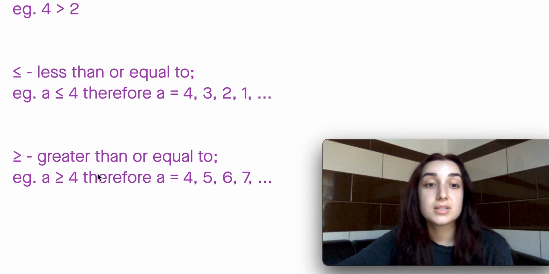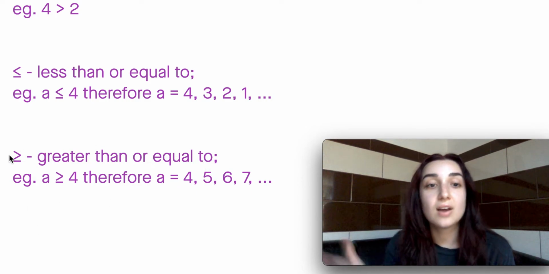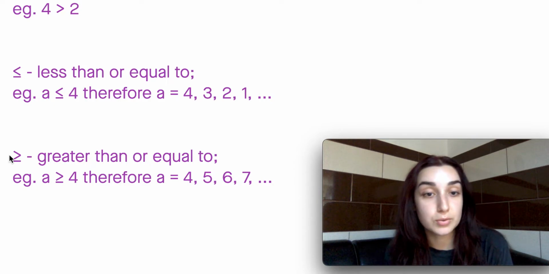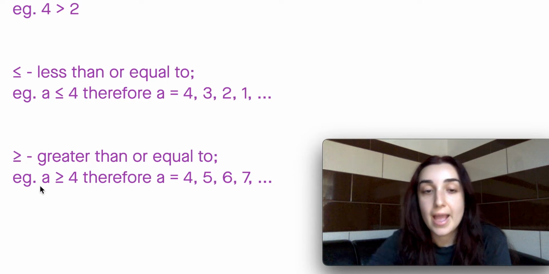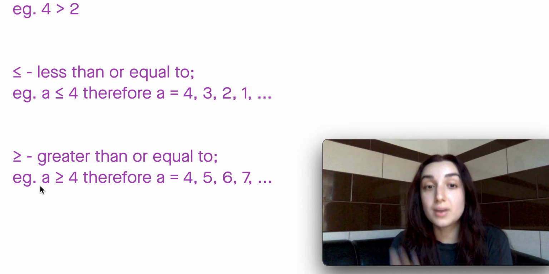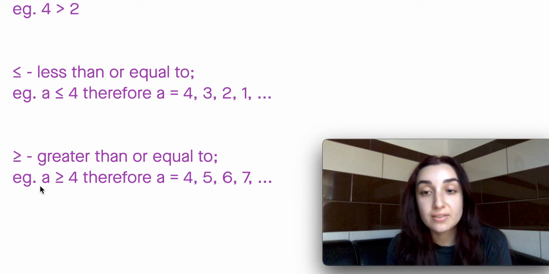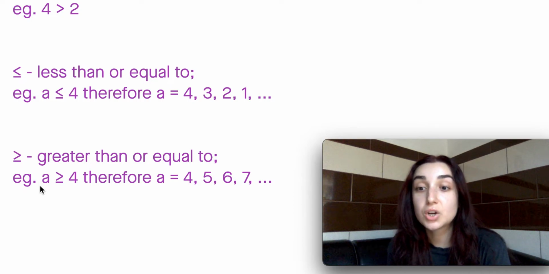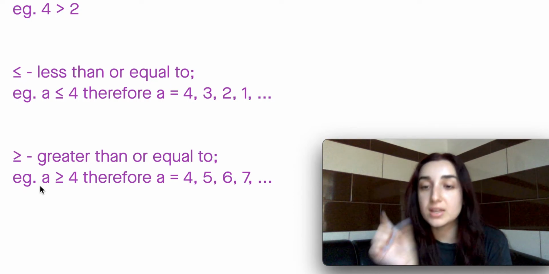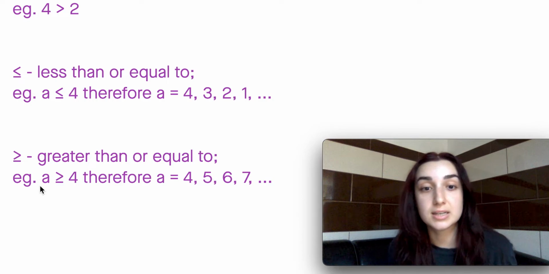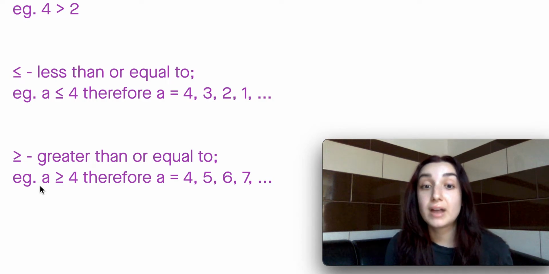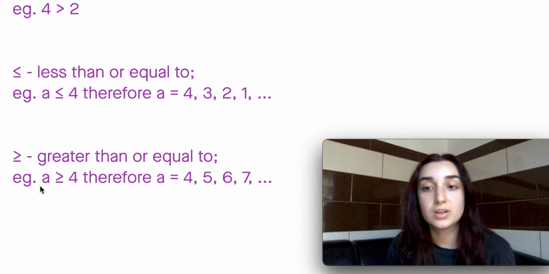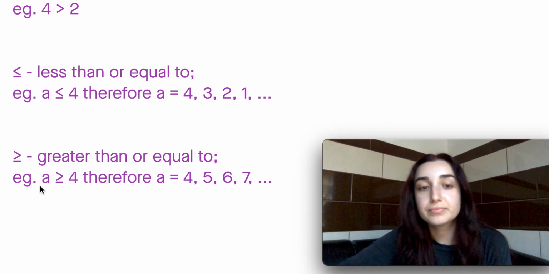The other symbol that we have is greater than or equal to, which is exactly the opposite of less than or equal to. So if we say A is greater than or equal to 4, we have to think of all the numbers that are greater than 4, but we also have to include 4 because we have that or equal to that we have to consider. So A can have the values 4, 5, 6, 7, 8, 9, and so on, all the way to infinity.